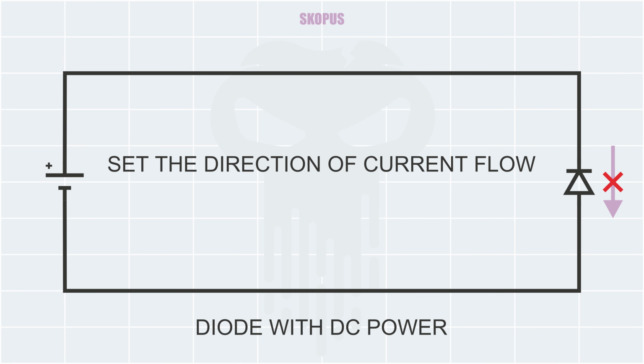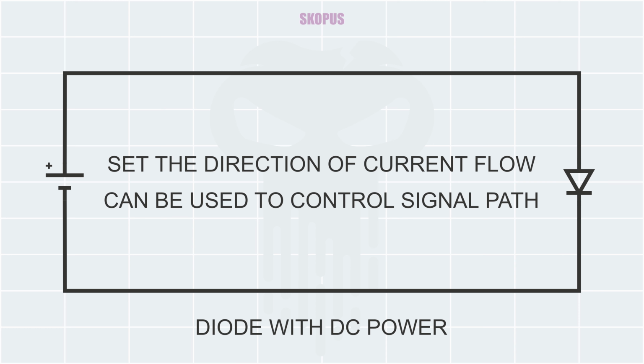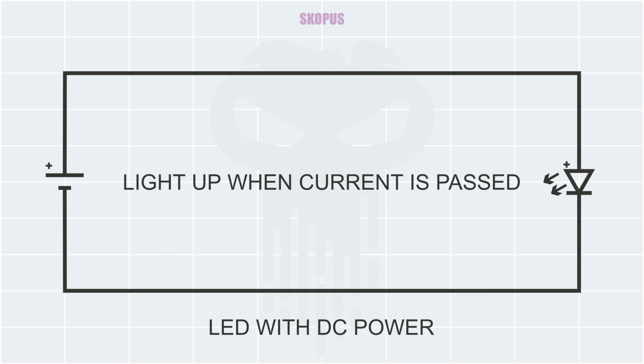But if we reverse our diode, because the cathode side is at the positive side of our power source, it will not allow electricity to flow through this circuit. So diodes control the direction of electrical flow in our circuit. And because they can control the direction of electrical flow, they can also be used to control the signal path in our circuit.